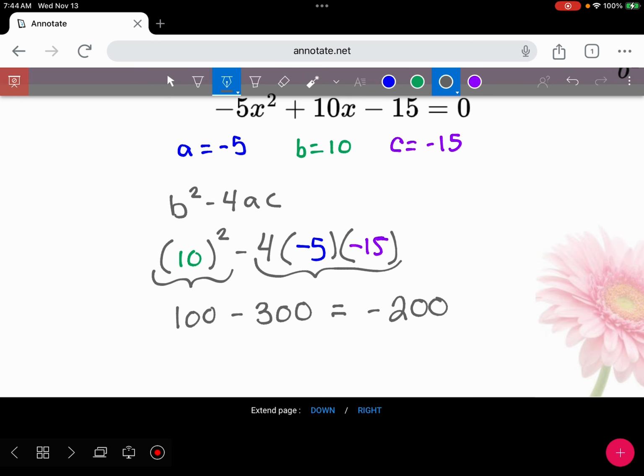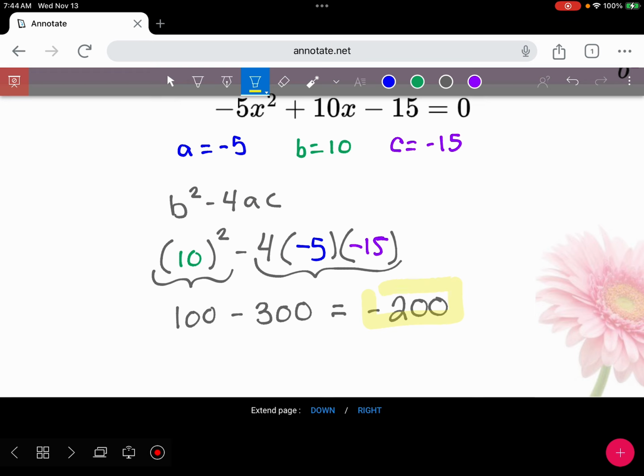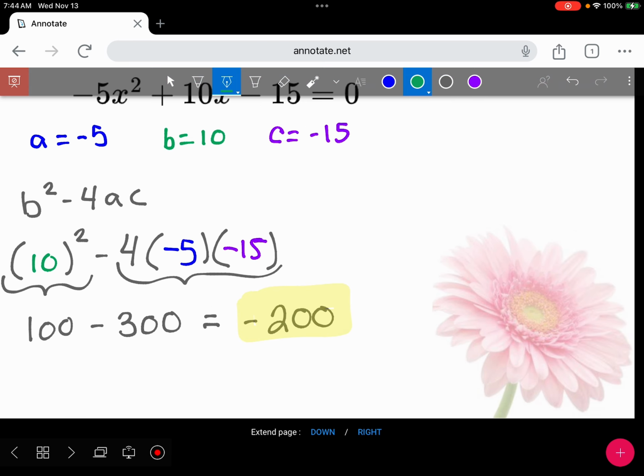So the value of our discriminant, if we're asked for the value of our discriminant, is -200. That is the value of our discriminant. An important number to have. We're going to use it tomorrow. But what does that tell us? It's a negative number. Our negative discriminant means, are we going to have real roots or imaginary roots? Imaginary roots. When we have a negative number, that means we have 2 imaginary roots.